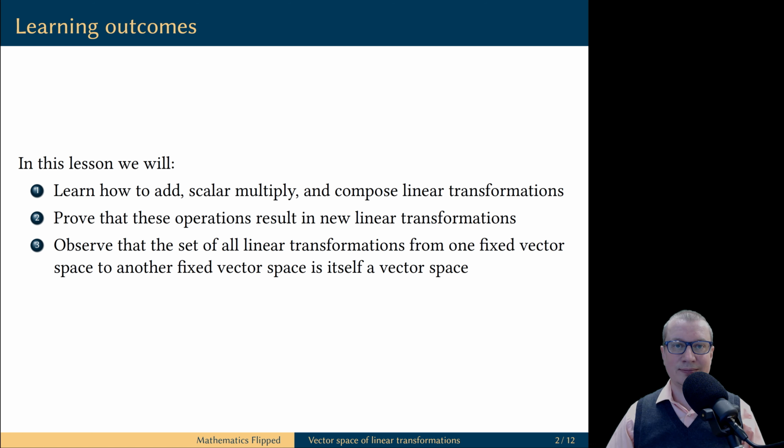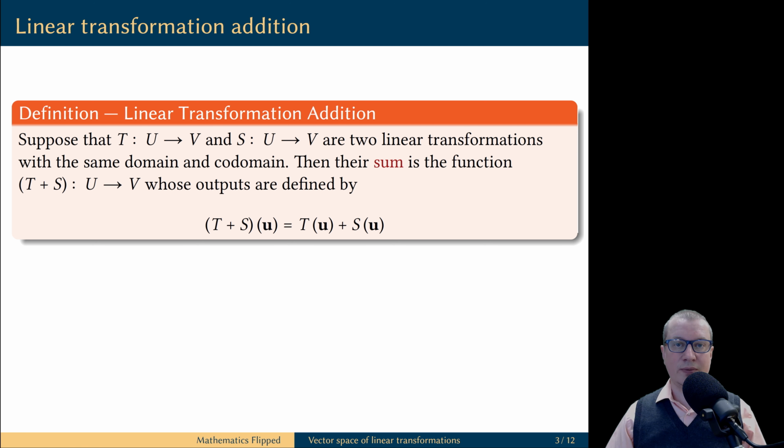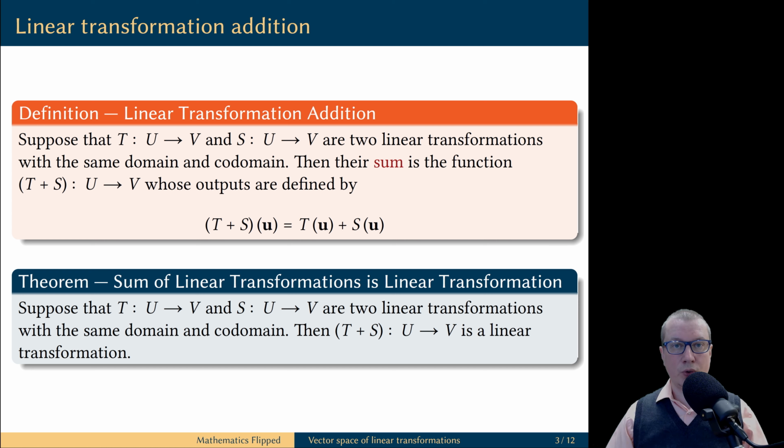Let's get started. If we have two linear transformations from a vector space U to a vector space V, then we can add them up, and the definition is the usual definition of the addition of functions. Notice that the plus sign on the right-hand side of this equation is the operation of addition of vectors in the vector space V.